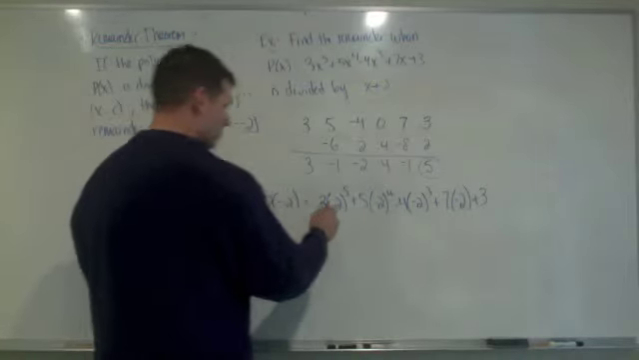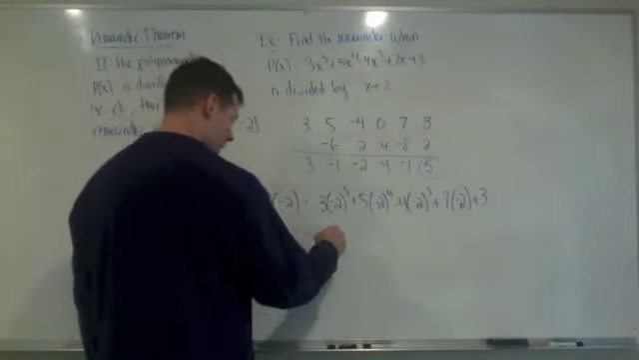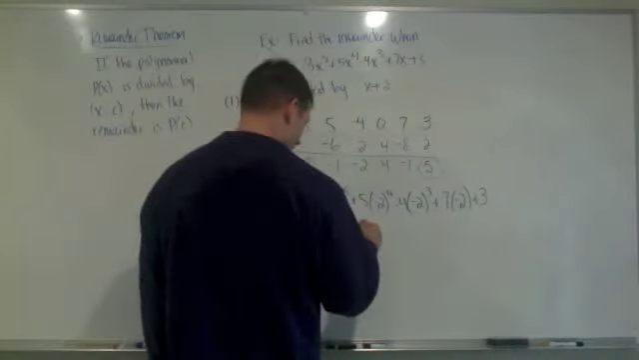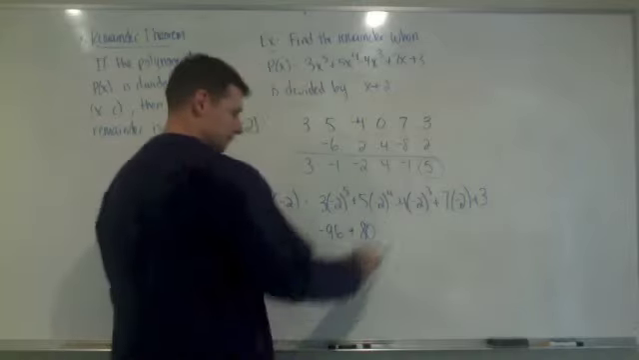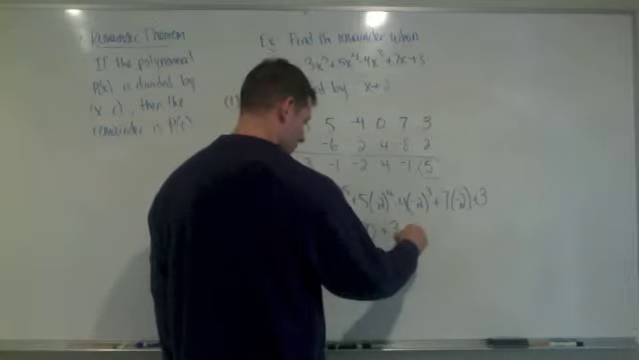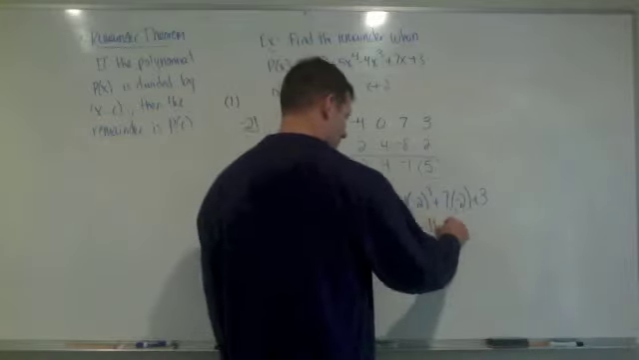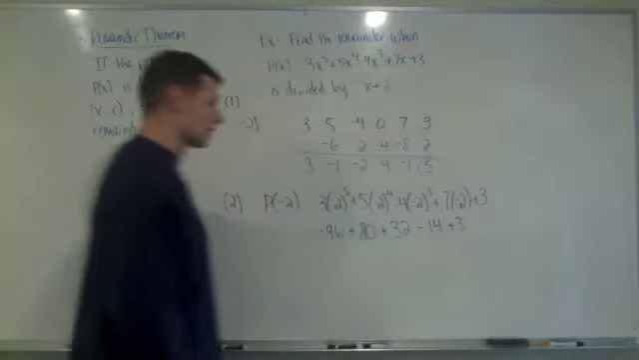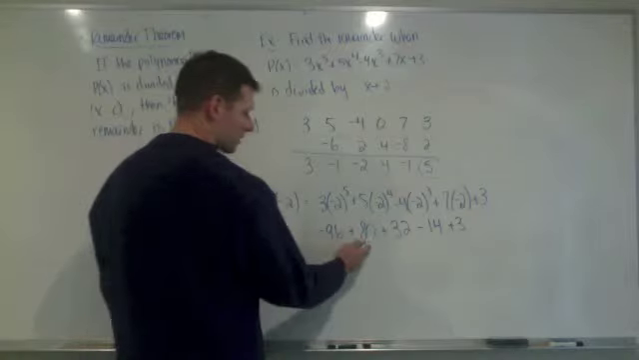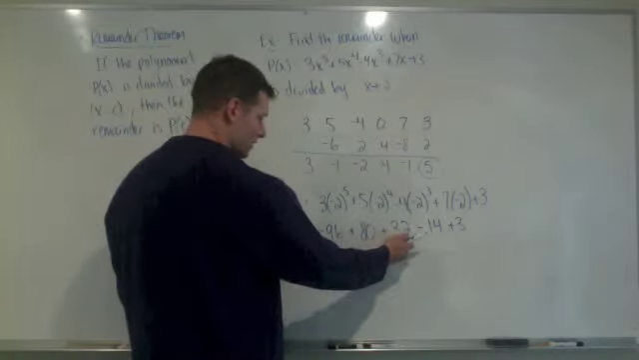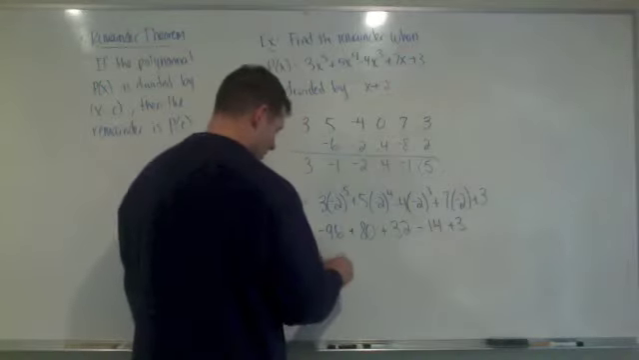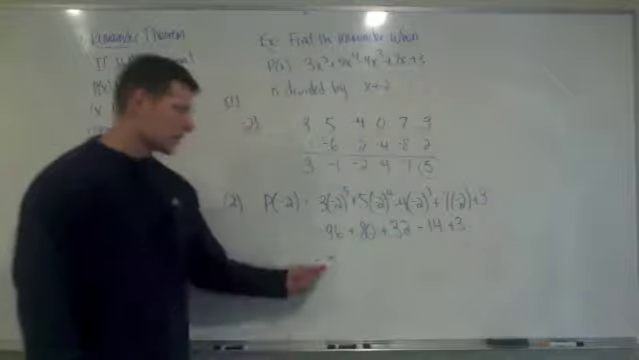So I get negative 32 times 3, which is negative 96. Positive 16 times 5 is 80. Negative 8 times negative 4 is positive 32. Minus 14 plus 3. Okay, I'm just doing some arithmetic here. It gives me negative 16. Negative 16 plus 32 is positive 16. 16 take away 14 is 2. 2 plus 3 is 5. And it turns out to be the same number.